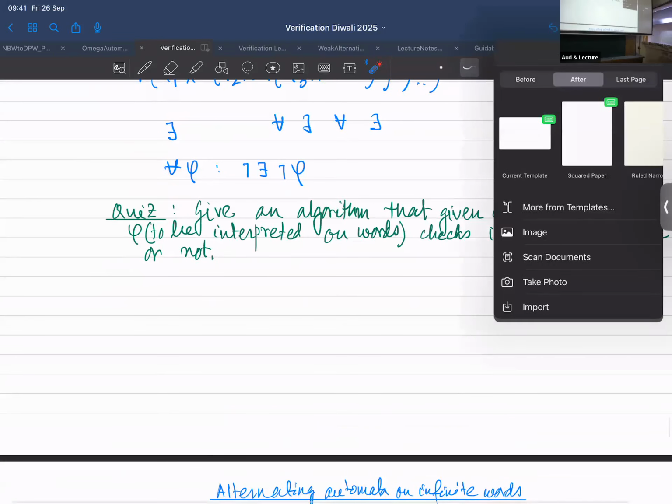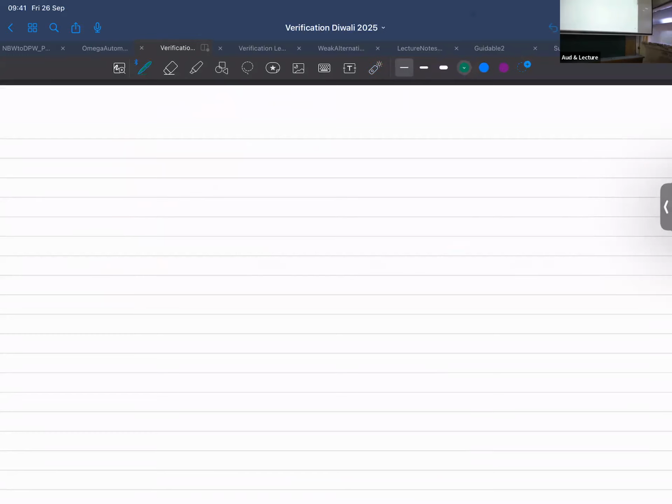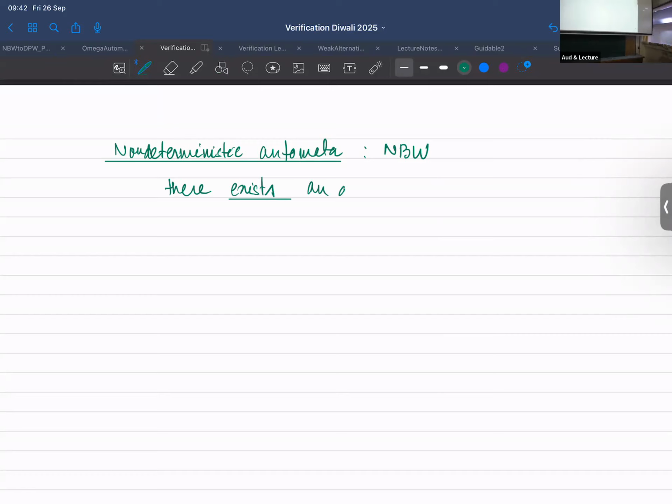So we have seen non-deterministic automata, and so far we have seen non-deterministic and deterministic automata. For example, you have NFA or NBW. If you consider NBW, what's the idea of an accepting run? There can be multiple possible runs, and as long as there exists one accepting run, the word should be accepted. So we talk about there existing an accepting run.